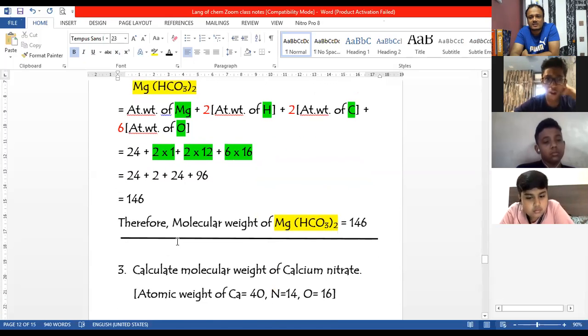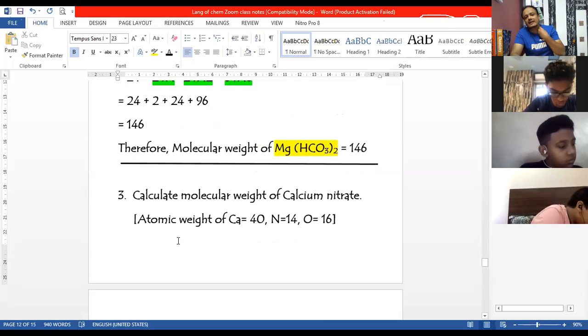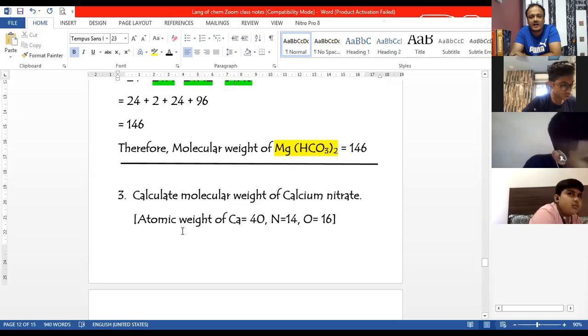So I want you to solve this question, which you can see on the screen: calculate the molecular weight of calcium nitrate. Atomic weights are given to you. So find out the answer.